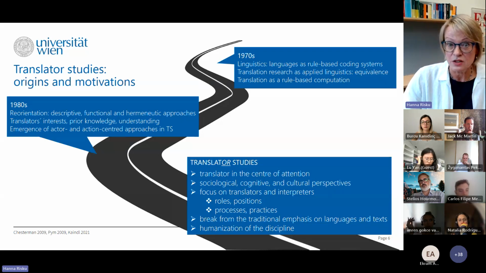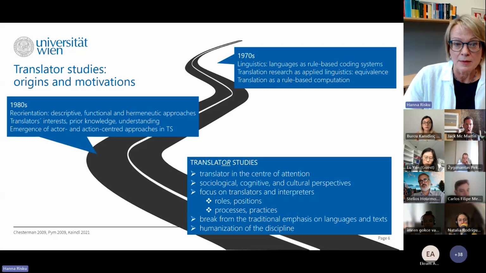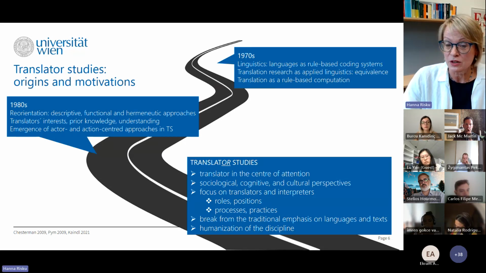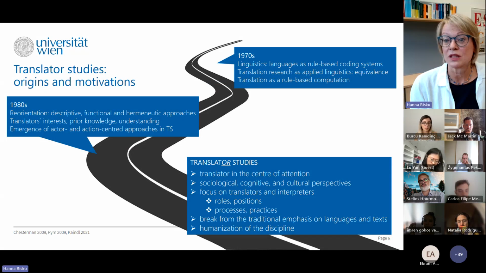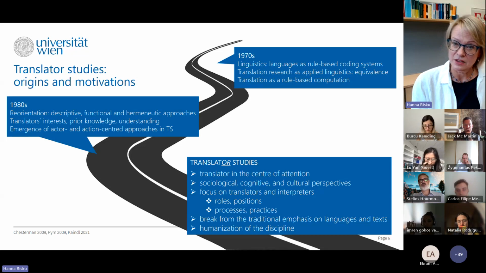And in the 1980s, translation studies experienced a reorientation. These descriptive, functional, hermeneutic, and other approaches brought new aspects to the forefront of translation research. For example, interests, goals, prior knowledge of the actors involved, also their understanding, their potential, their limitations. So translation was now seen as dependent on the individual interpretations and choices of translators, and actor and action-centered approaches emerged.